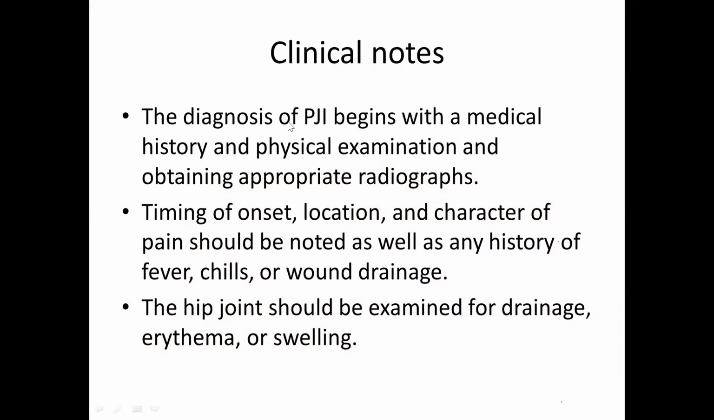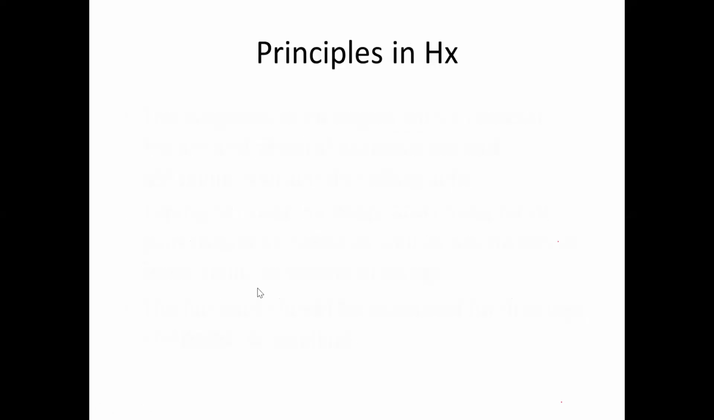So we have clinical notes. Diagnosis of periprosthetic infection begins with medical history, clinical examination, and obtaining appropriate radiographs. First of all, look at the time of onset, the location and character of pain. Any history of chills, fever, and wound drainage should be noted as well. The hip joint must be fully examined for drainage, erythema, and or swelling. The knee joint and range of motion as well.